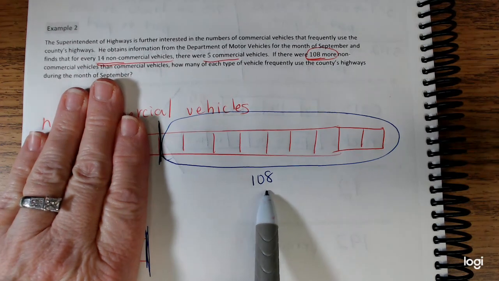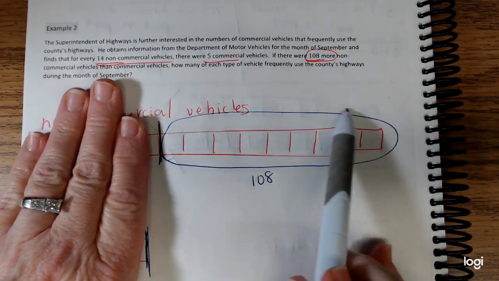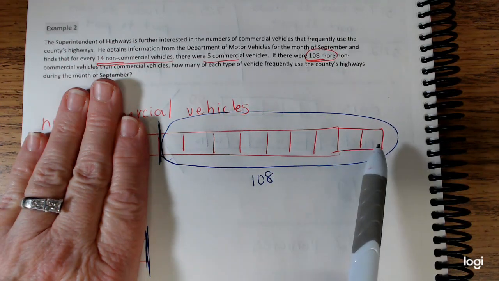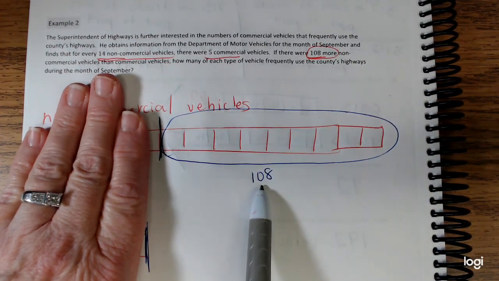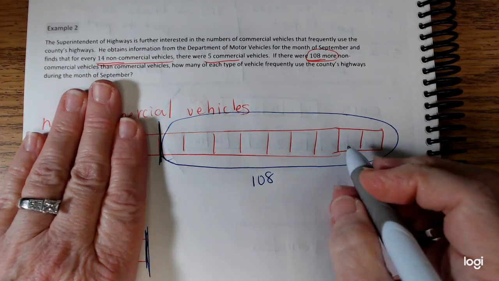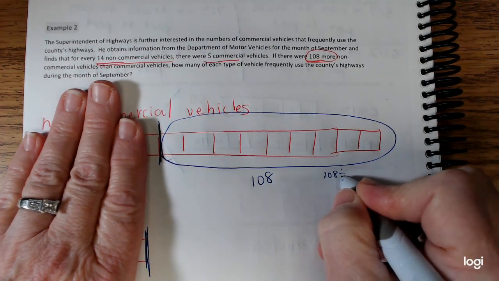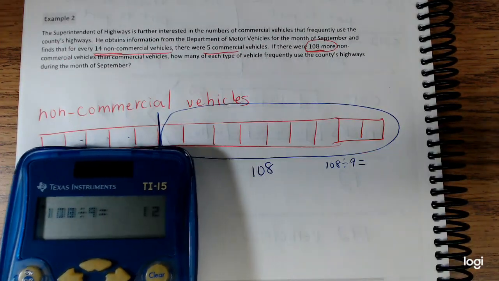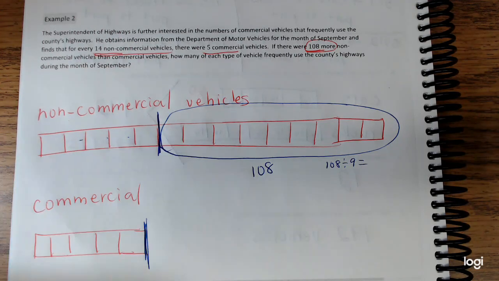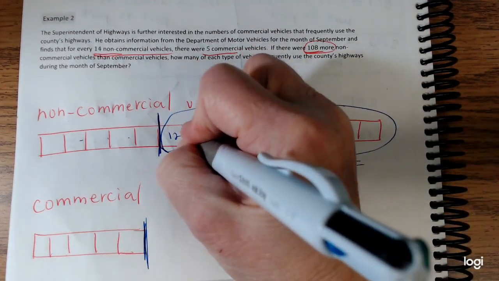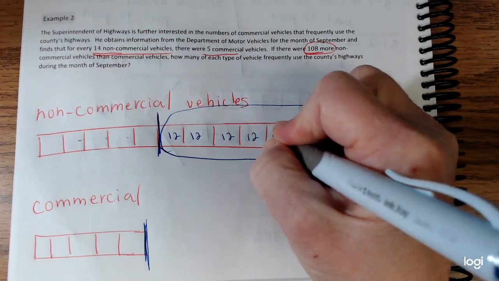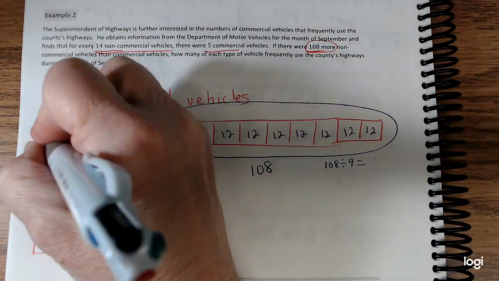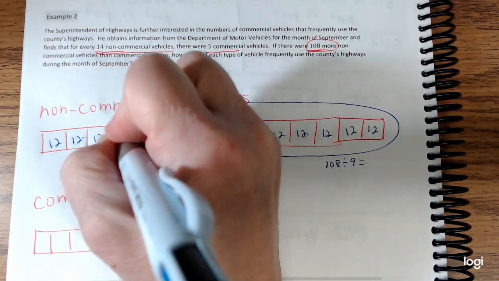So if I have to take 108 and separate it into these boxes, let's see, we have 1, 2, 3, 4, 5, 6, 7, 8, 9 boxes. So we're going to need to take 108 and divide it by 9. Go ahead and write that there and see if you can solve that problem for me. Okay, so I found out 108 divided by 9 is 12. So that means we're going to put 12 in all of these boxes. And you also get to put 12 in all of these boxes.